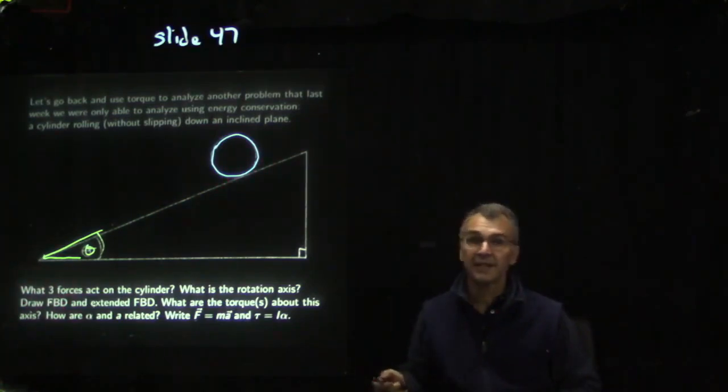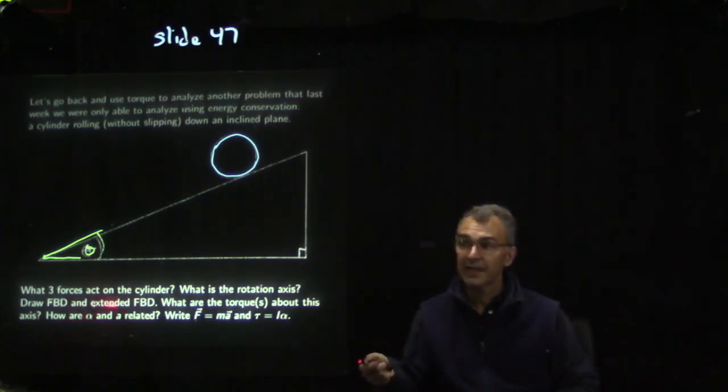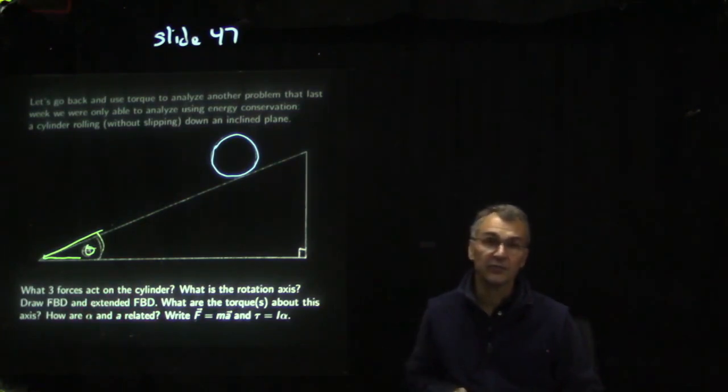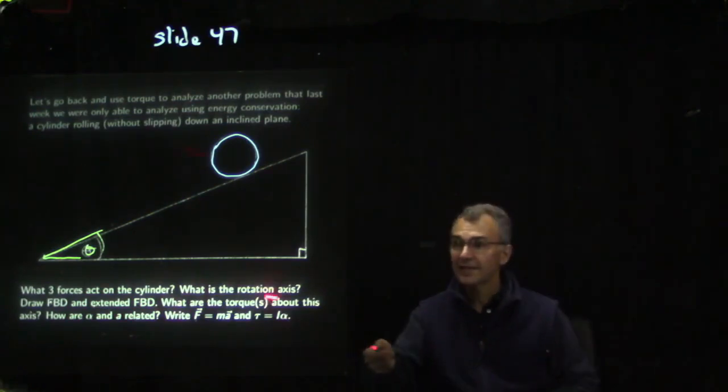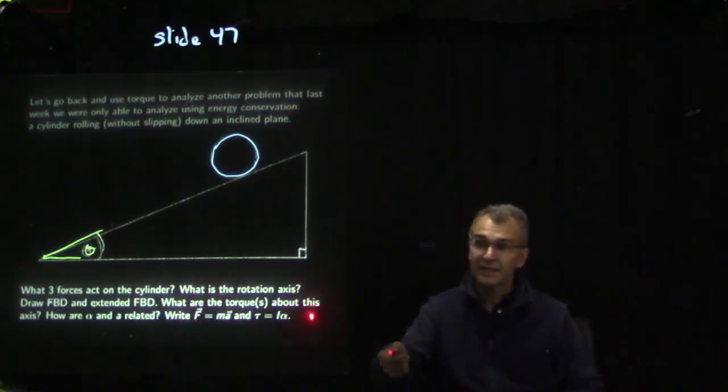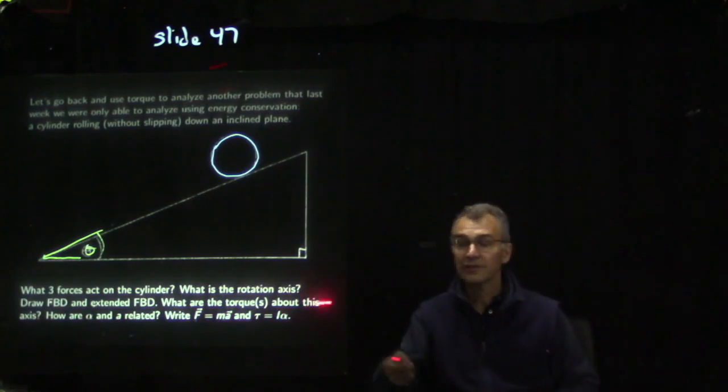So let's draw a free body diagram for the cylinder, and then we'll draw an extended free body diagram for the cylinder. And then we'll figure out the torque created by those three forces. If we're talking about rolling without slipping, then we know how alpha and a are related. I think we'll find that a equals alpha R, just as we had v equals omega R. And then we can write Newton's second law, F equals ma, and the rotational equivalent, tau equals I alpha.